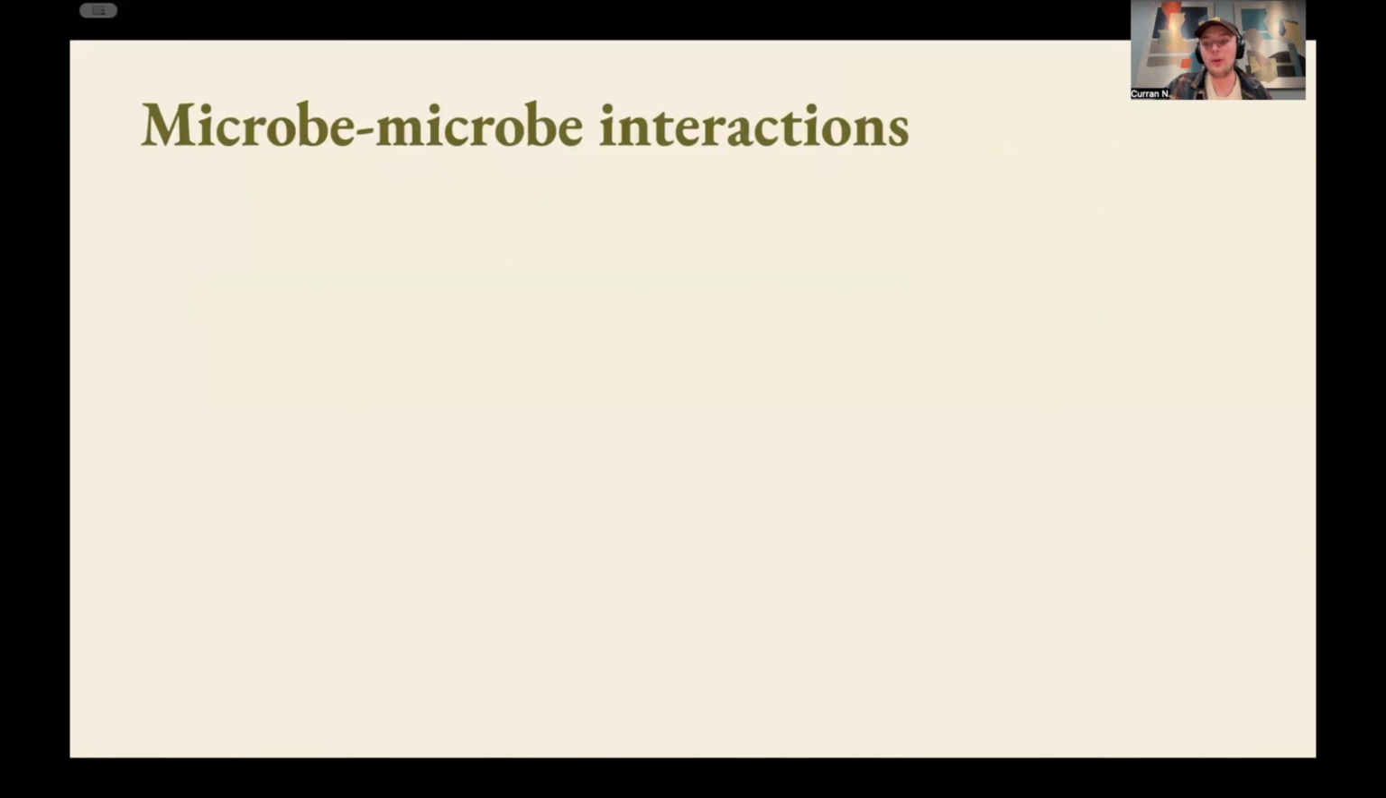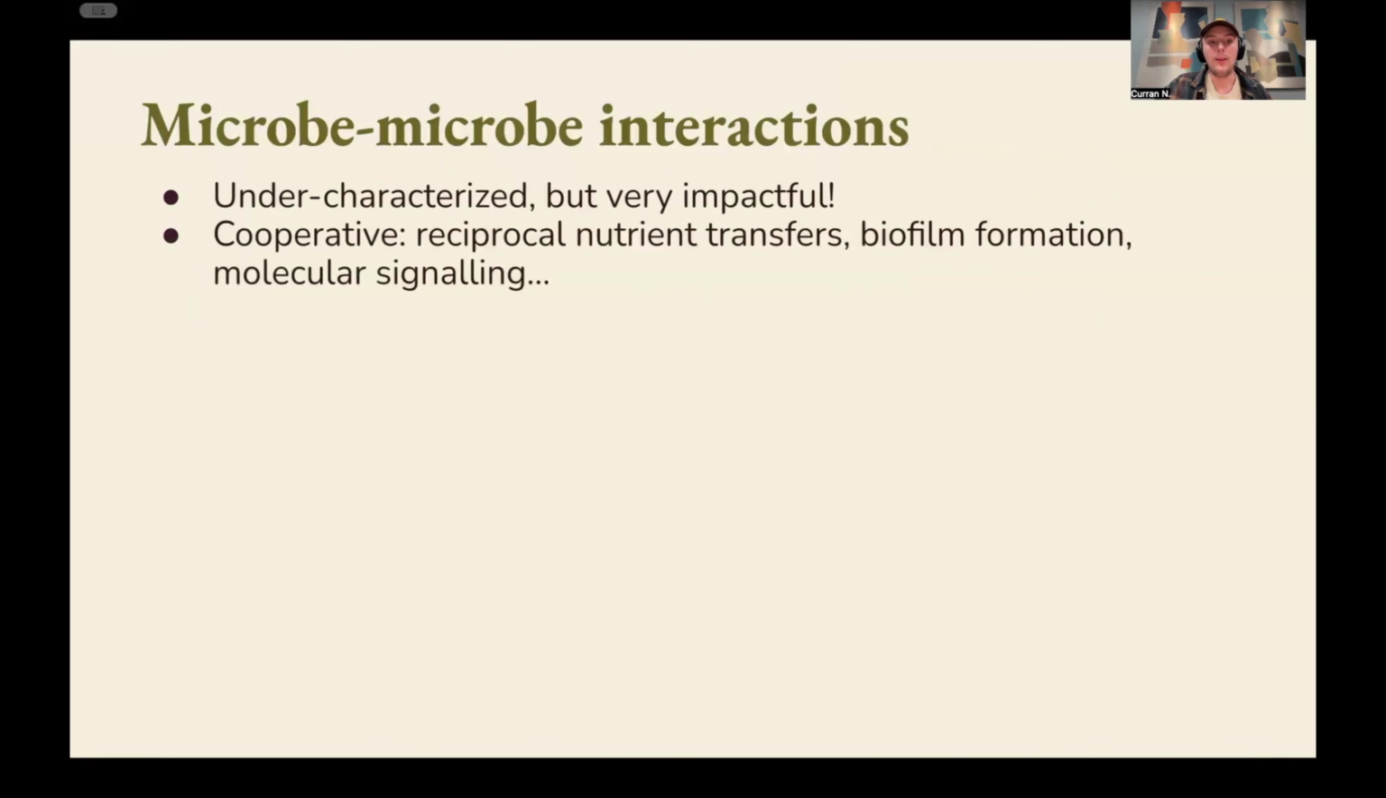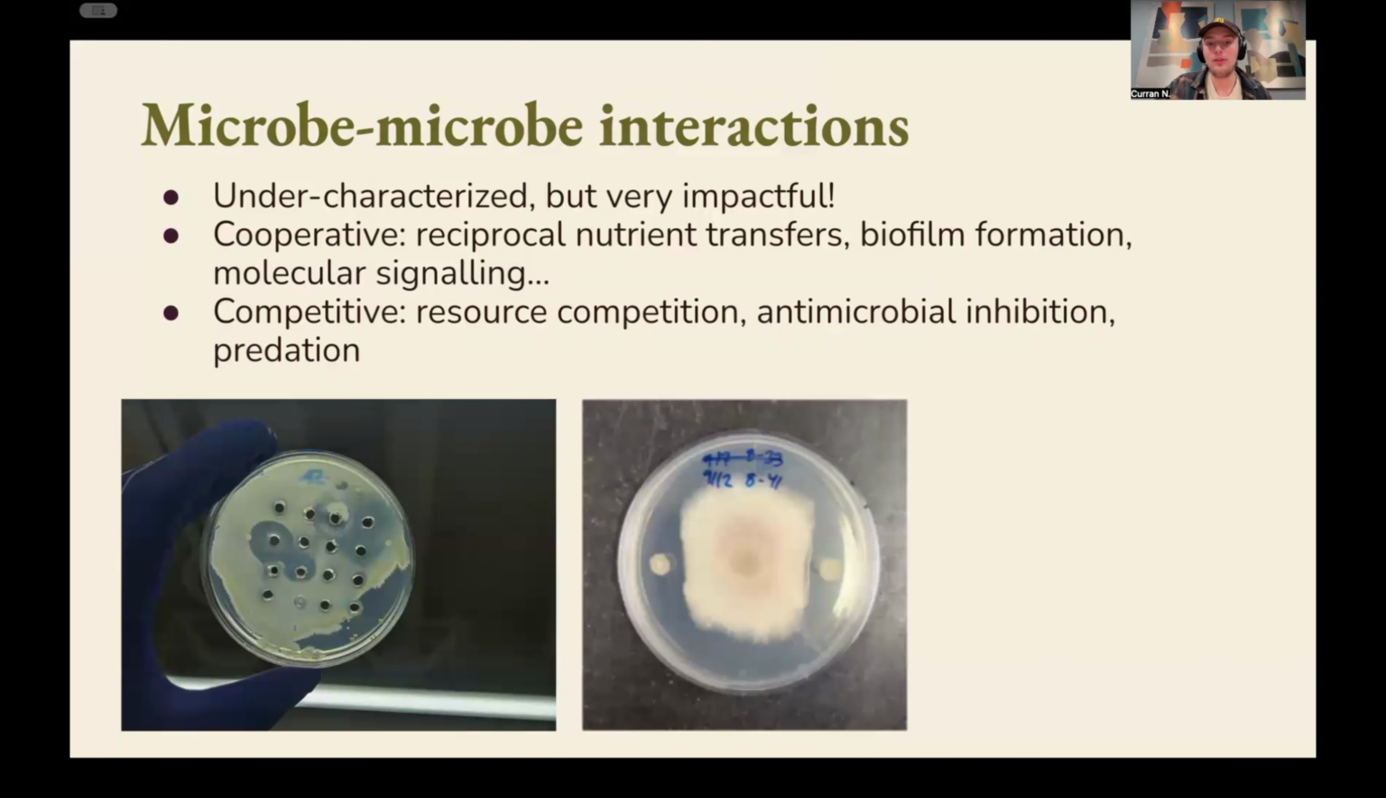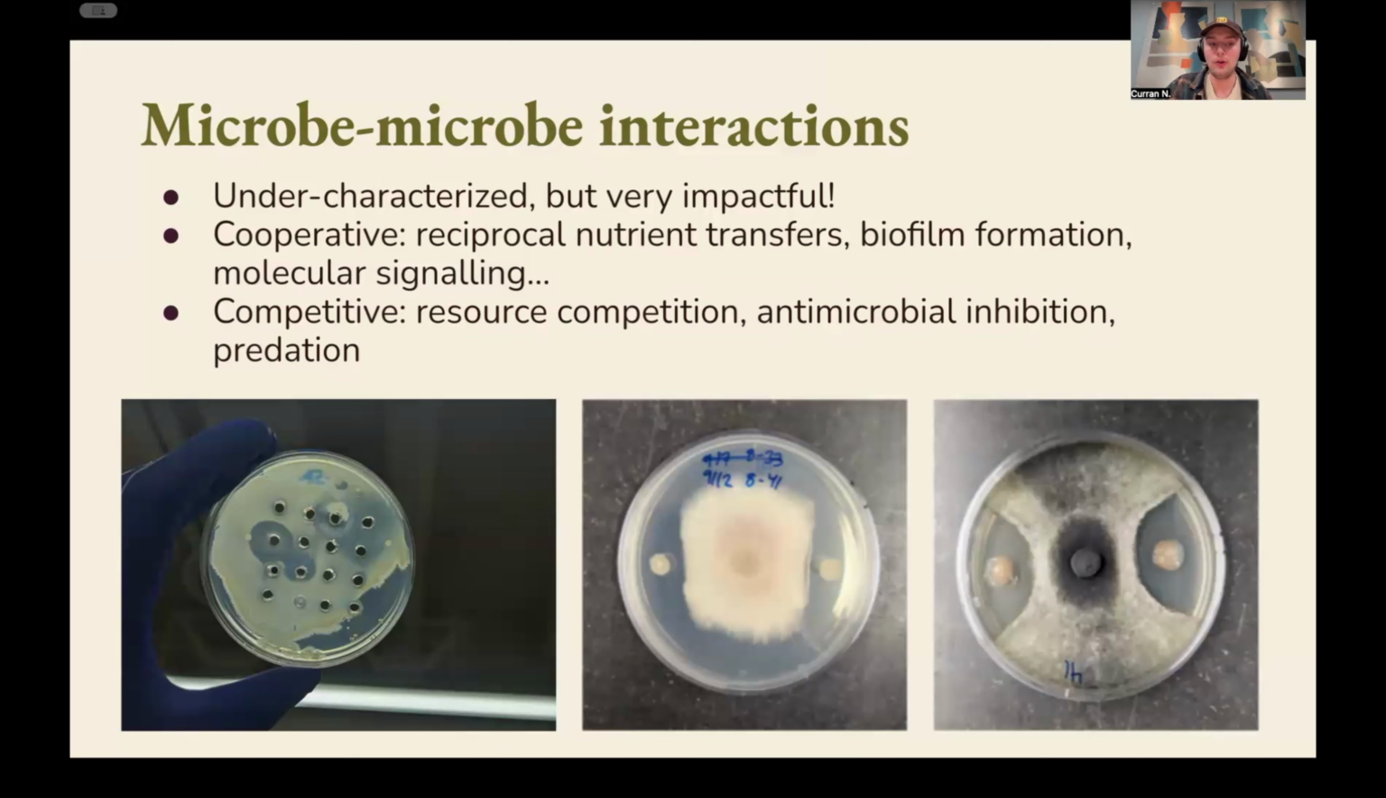There's also microbe-microbe interactions, which also very much structure the microbial community. There's cooperative ones like reciprocal nutrient transfers, where bacteria depend on each other to provide nutrients they can't synthesize themselves, as well as biofilm formation and molecular signaling, which we'll talk more about later, and competitive interactions, so direct competition and production of antimicrobials. So here's some examples. You can even see it on petri dishes here grown up, bacteria on the left and bacteria against fungi on the right. You can see that they're actively producing antimicrobials to inhibit each other.